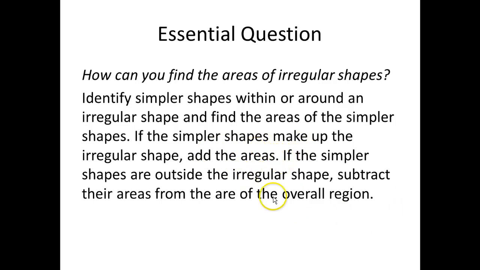Now, if the simpler shapes are outside the irregular shape, like in the case of the garden problem, then you're going to want to subtract their areas from the area of the overall region.